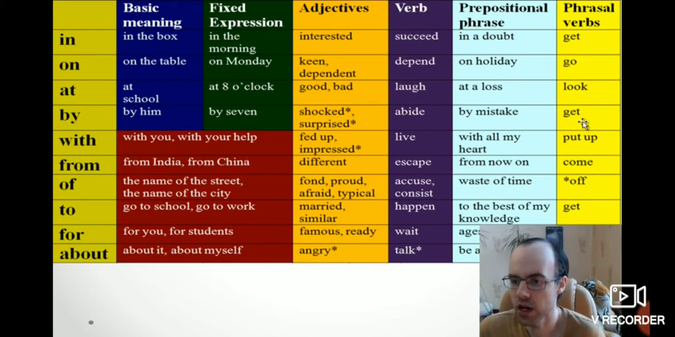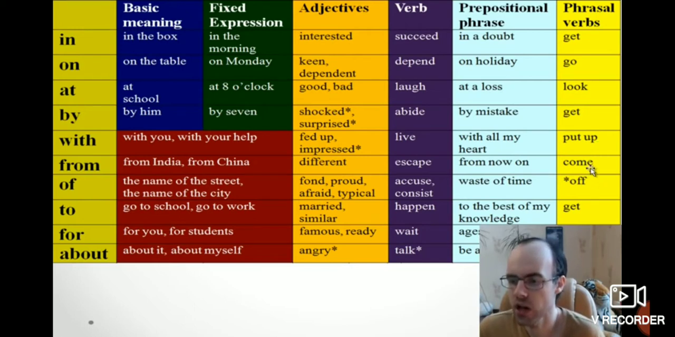So how do you get by? It means how do you earn money for a living? How do you live on this money? Put up with means tolerate. I can't put up with this situation. I can't tolerate it, so it's too much for me.